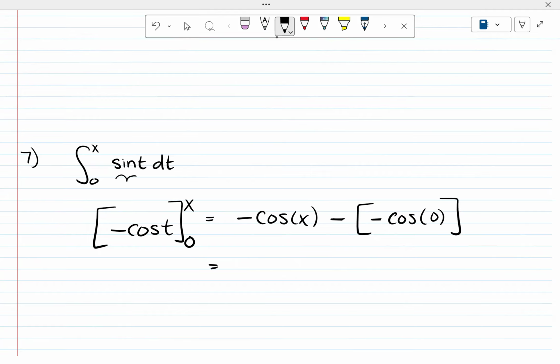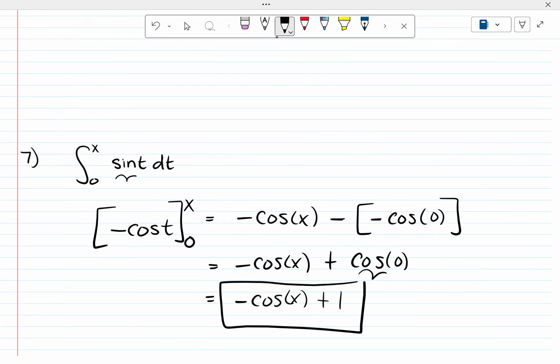Okay, so this would be negative cosine of x. Two negatives become a positive, so it's going to be plus cosine of 0. And it's going to be something like negative cosine of x plus cosine of 0, and cosine of 0 is positive 1. There you go. There's your final answer.